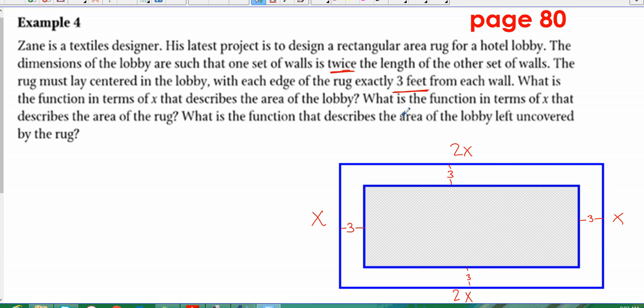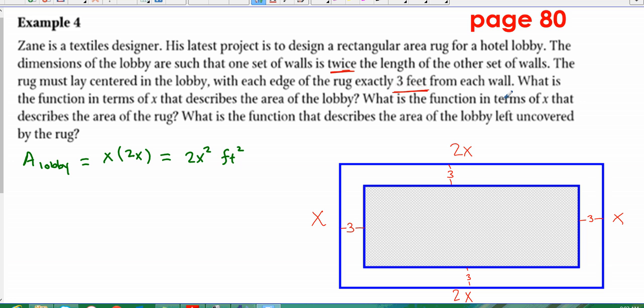All right, the question says, what is the function in terms of x that describes the area of the lobby? The lobby is this big rectangle right here that we want to find the area of. So the area of the lobby is equal to a side length of x times the side length of 2x, which means that the area of the lobby is 2x squared, and we're talking about feet, so 2x squared square feet. So there's the area of your lobby.